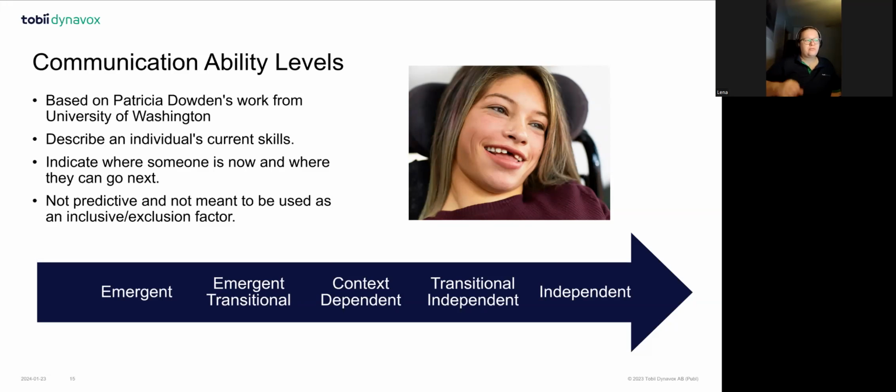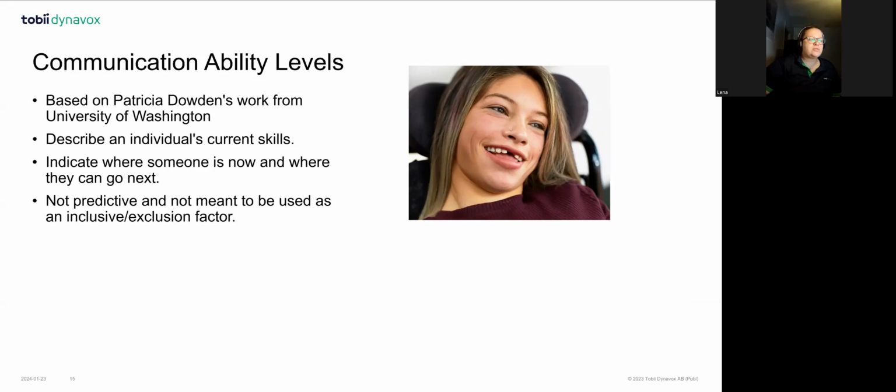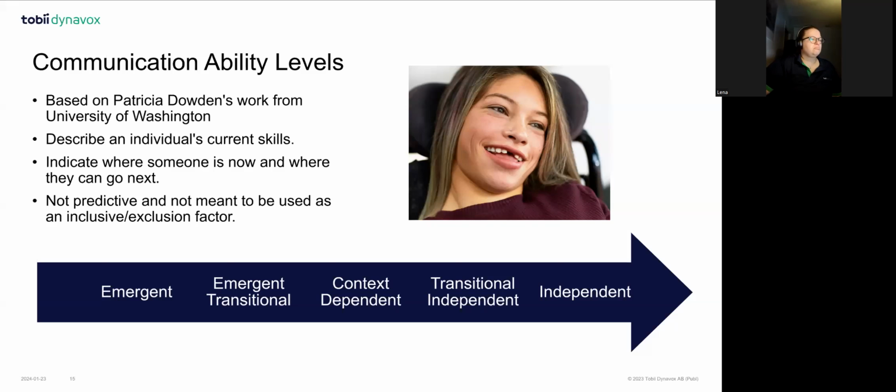Originally, there were only 3 of them: the emergent user, the context-dependent user, and the independent user or communicator. But later on, in 2014, 2 additional ones were added. They are based on Patricia Dowden's developed work. A lot of people had indicated that they felt their clients don't fit in those 3 categories. There were 2 more necessary.